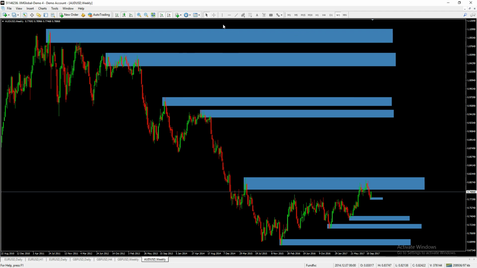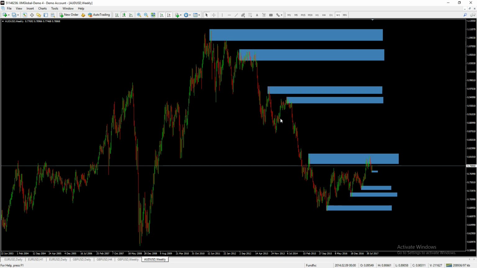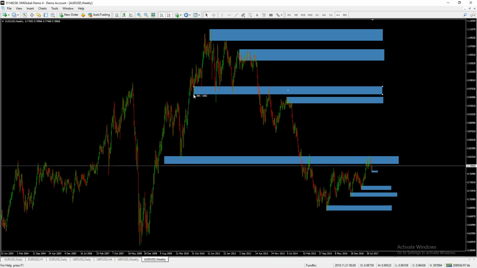Okay. But now we've got to look at the charts in a fuller appearance, so let's zoom out one, and we can just see where these zones are acting further along on the charts as well. So this was acting like that there.